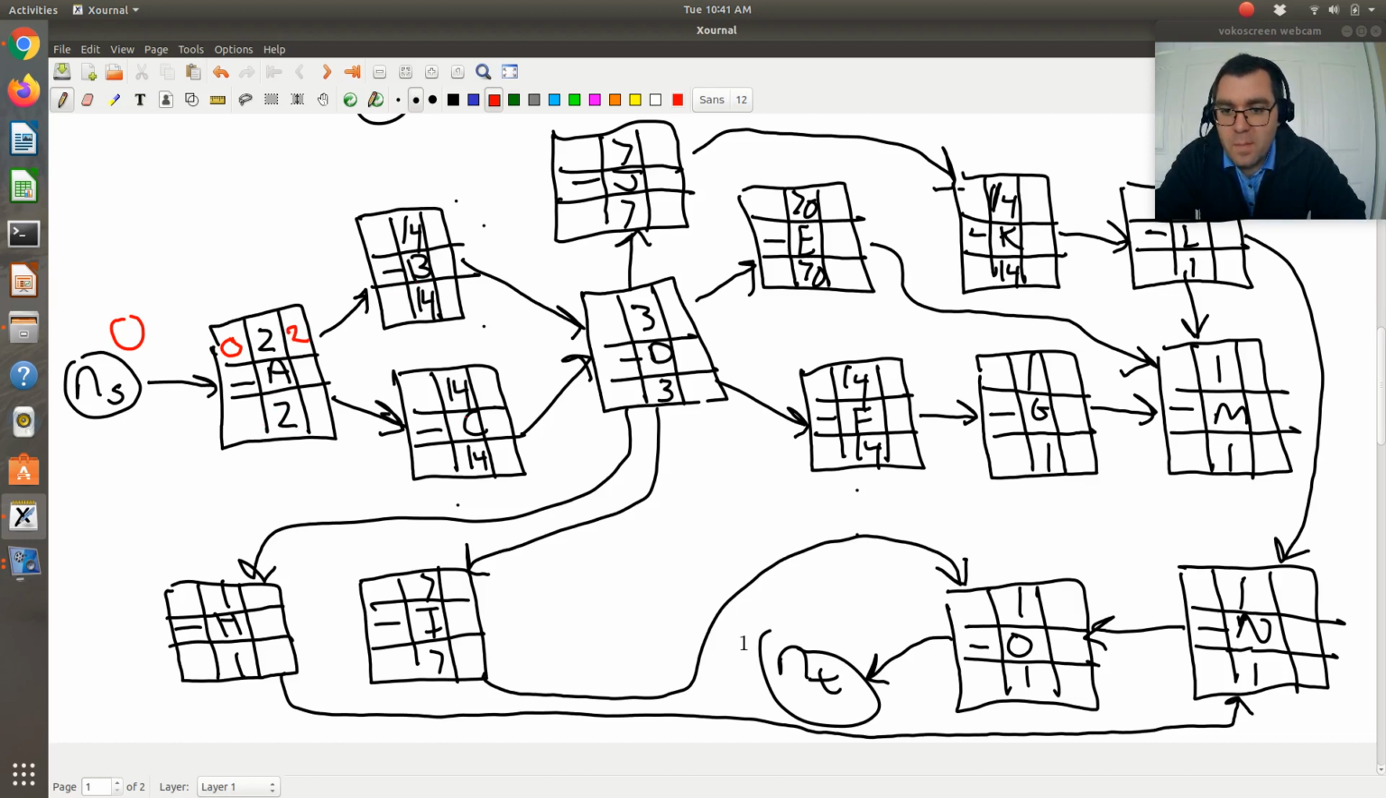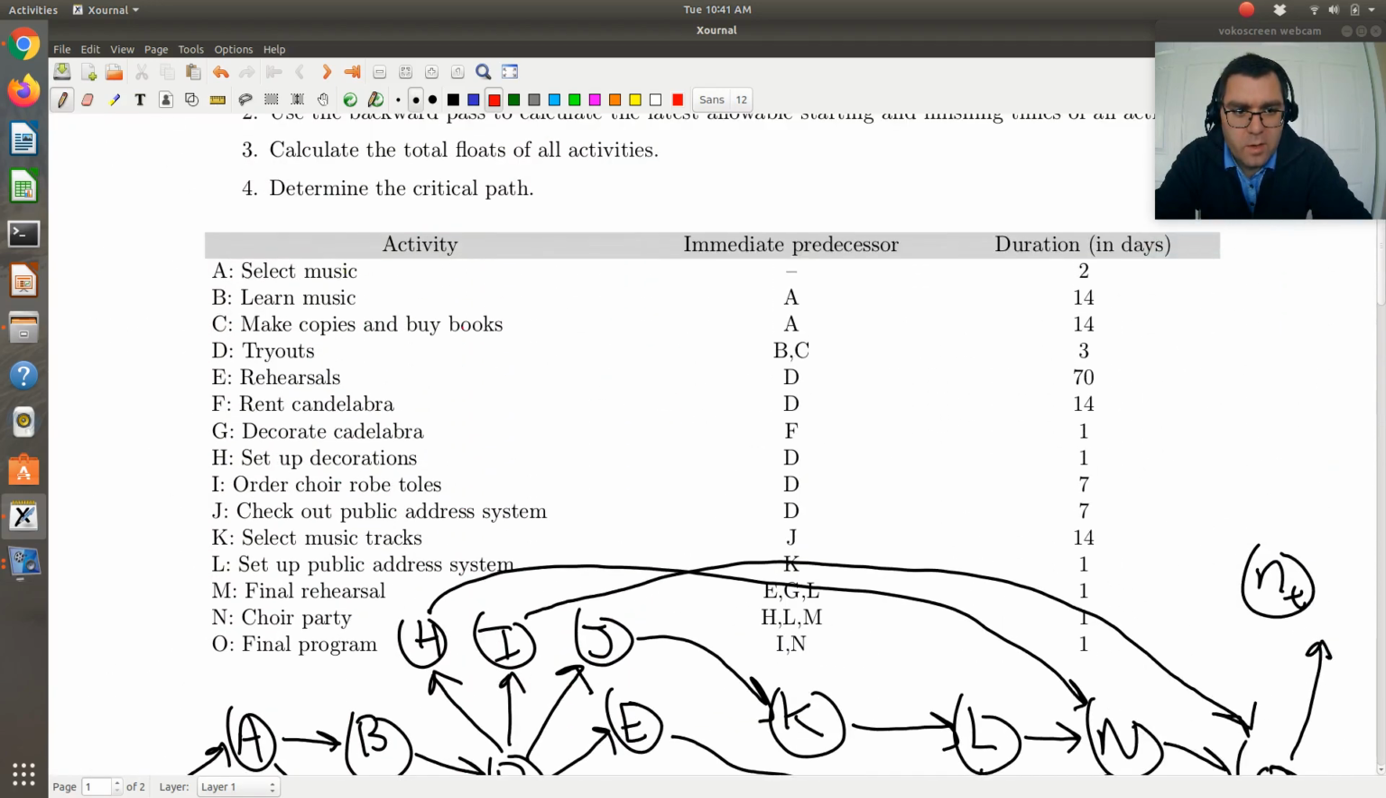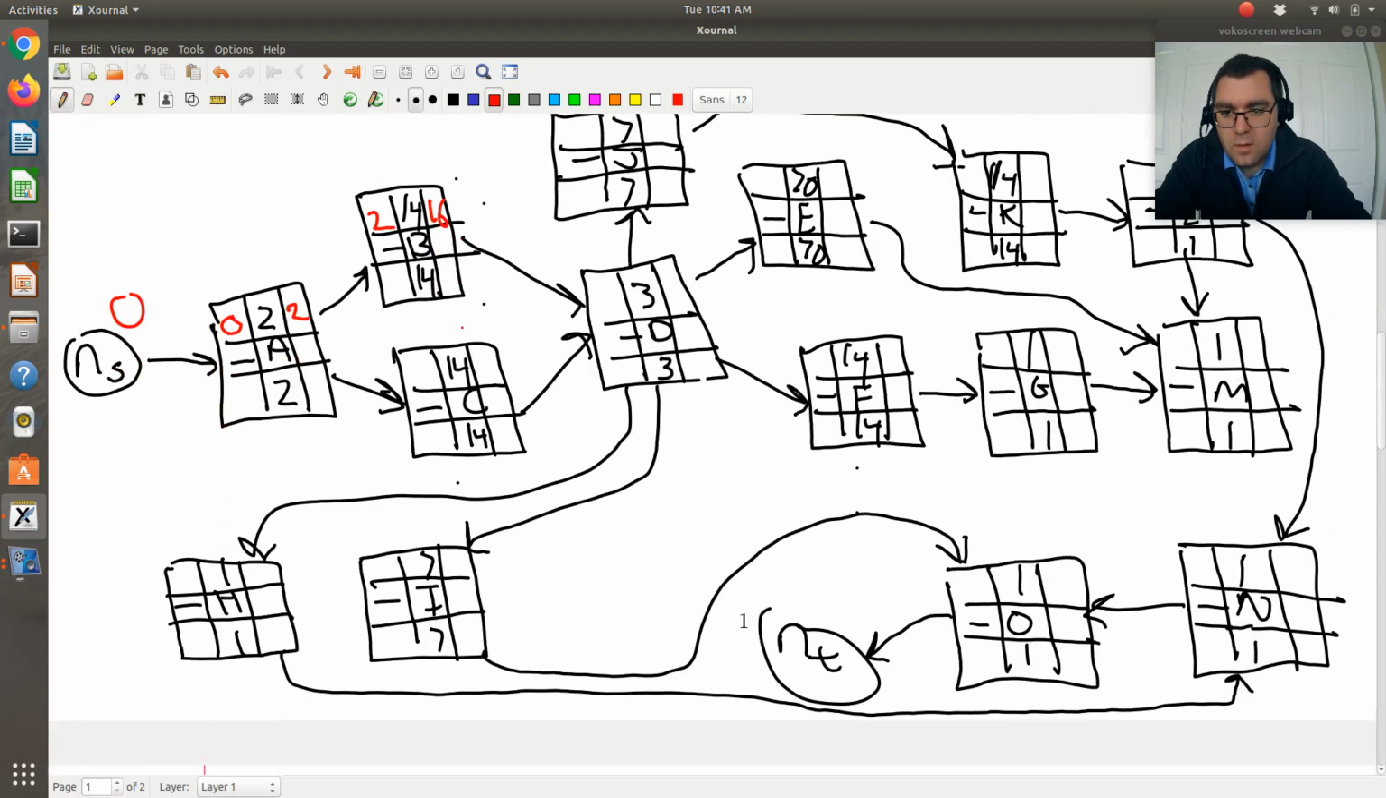Okay. Then B and C both only have a precedence of A. So starting with B, B will have an earliest starting time of 2, has a duration of 14, so earliest possible finishing time is 16. Looking at C, C is also going to have an earliest starting time of 2, duration of 14, so earliest possible finishing time of 16.